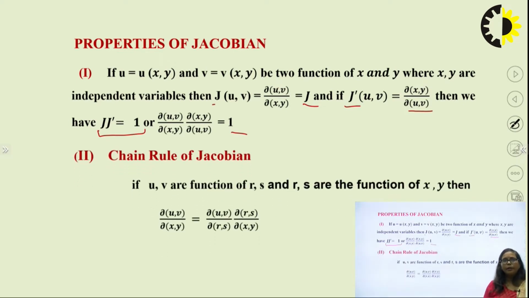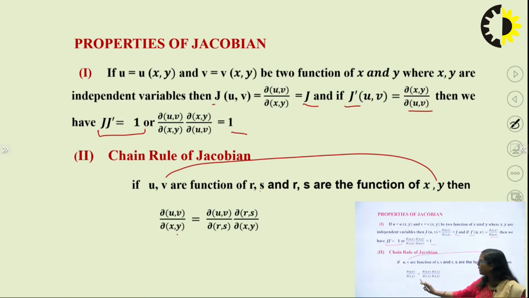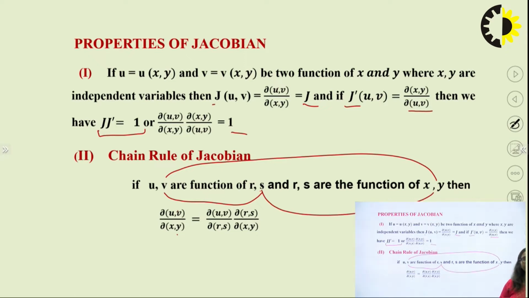The second property of Jacobian is known as the chain rule. So what is the chain rule of Jacobian? It says that if u and v are functions of r and s, and r and s are functions of x and y, and I need to find the Jacobian of u, v with respect to x, y, then by the chain rule, the Jacobian of u, v with respect to x, y is the product of the Jacobian of u, v with respect to r, s, and the Jacobian of r, s with respect to x, y.